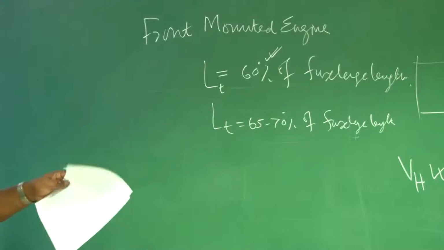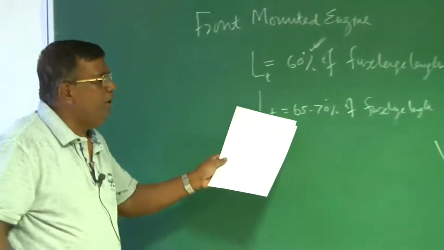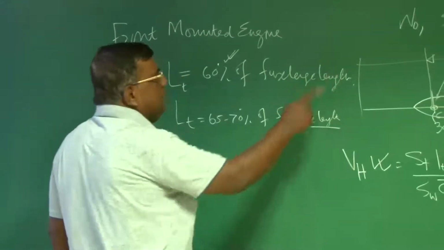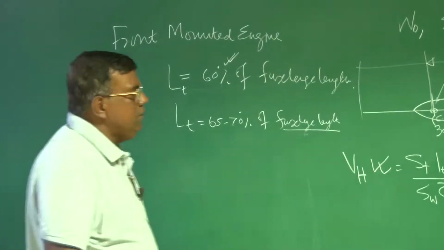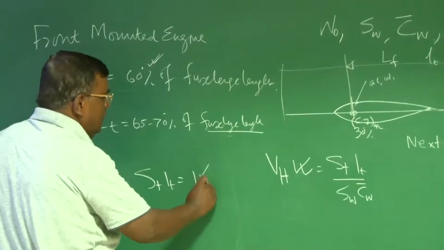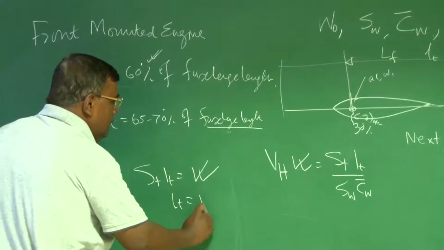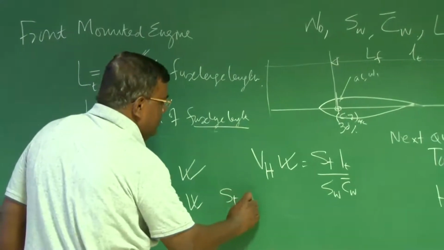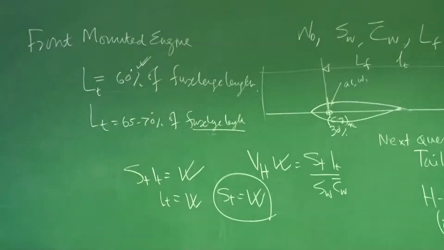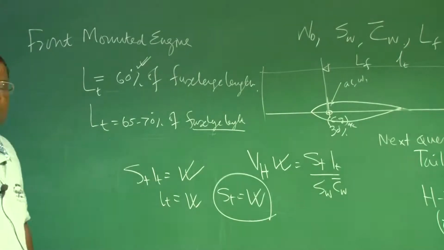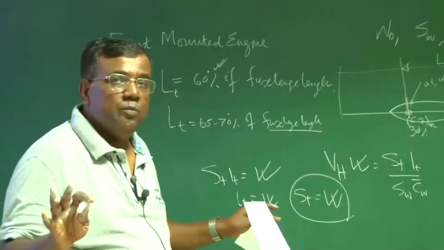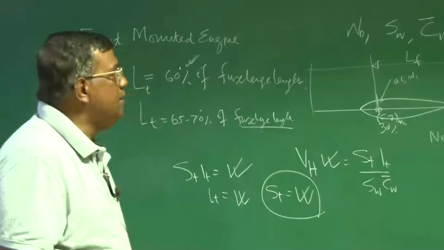In fact, you should try various combinations. So I pick one of these numbers, and you know the fuselage length, already you know that. So LT is known to you. So ST into LT is known. Now LT is known, so you get ST. So now you know where to locate the horizontal tail and what would be its area at a conceptual level. We are now doing analysis at this point. This is where the starting point is.